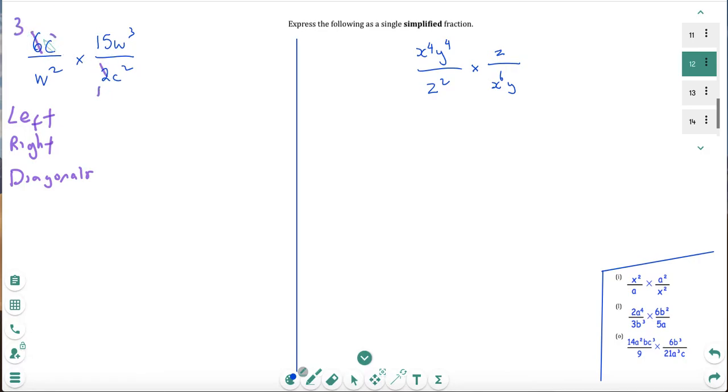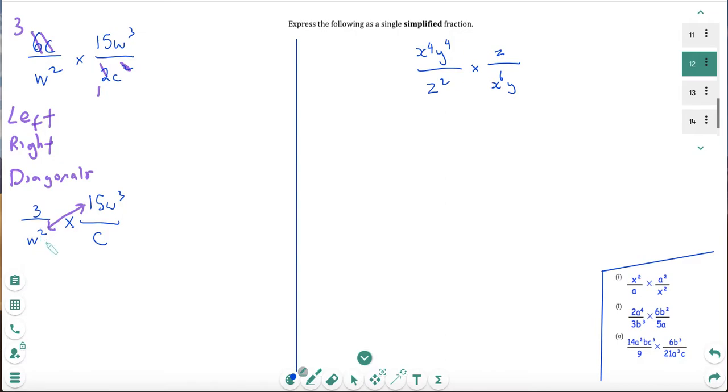Anything else in common? Well, there's 1c here and 2 c's here. We can cancel out 1c from both sides. I'll cancel out this c here, and I'll get rid of that c squared. Then, to keep things neat, let's just write out what we have so far. So on the left-hand side, we have 3 over w squared times, and on the right-hand side, it's 15w cubed over 1c. We don't need that 1. It's obsolete. Then we'll look at the other diagonal now.